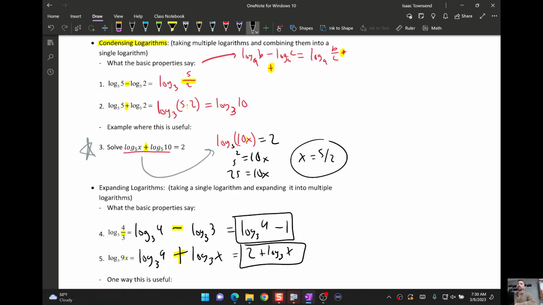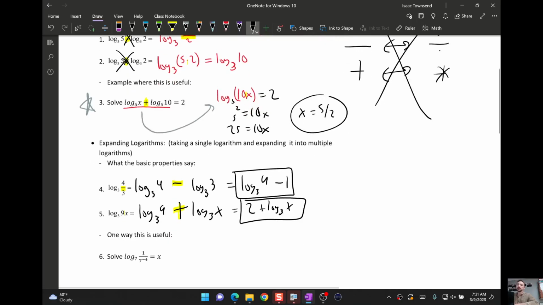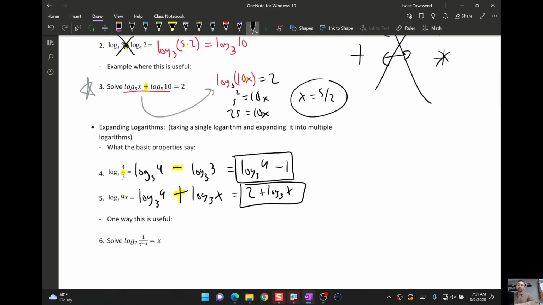So you can't simply in your head say, well, subtraction becomes division and vice versa, and addition becomes multiplication and vice versa. No, don't do that. Subtraction becomes division, addition becomes multiplication, and then you can undo those if you're going the other direction. But if this had been division, you could not do this. If this had been multiplication, you could not do that. Only subtraction and addition condense, only division and multiplication expand.